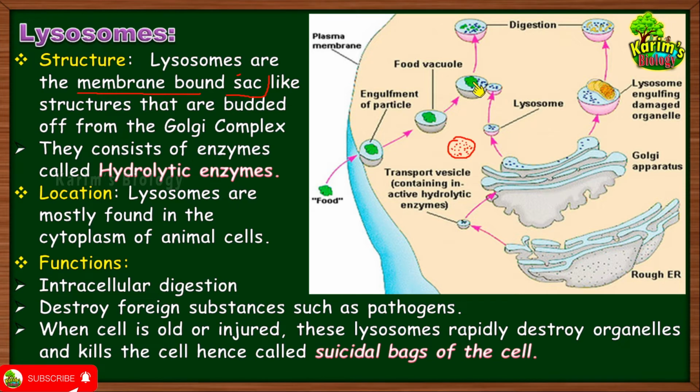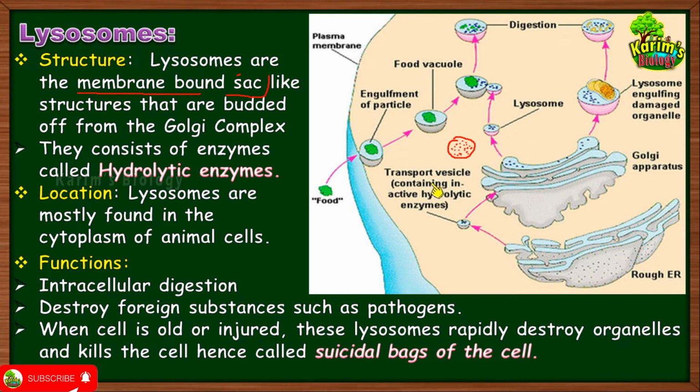So this is how digestion of the food material occurs. But let me ask you one question. Where does the digestion occur here? The digestion here happened within the cytoplasm, that is, within the cell. That is why it is called intracellular digestion. As the digestion of the food particle is occurring within the cell, it is called intracellular digestion.